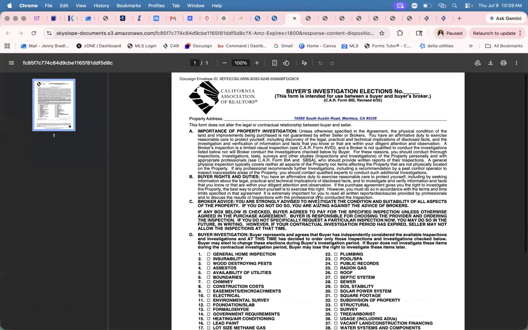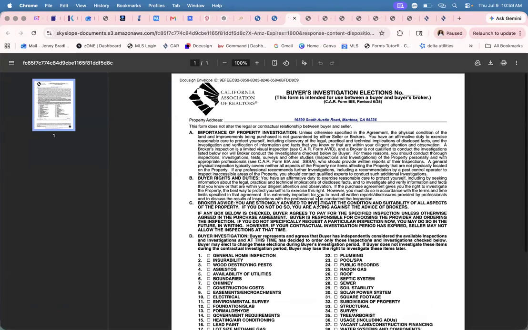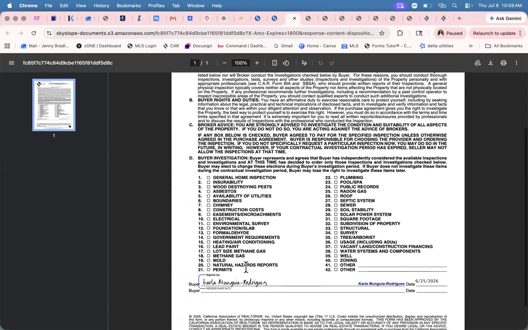So this is a buyer investigation election. My clients did not do any inspections because the sellers already had them, so they kind of just went with those ones. They didn't do any inspections, so they didn't have to check any of these off. Now, if your client did do inspections, then yes, they would need to check this off.